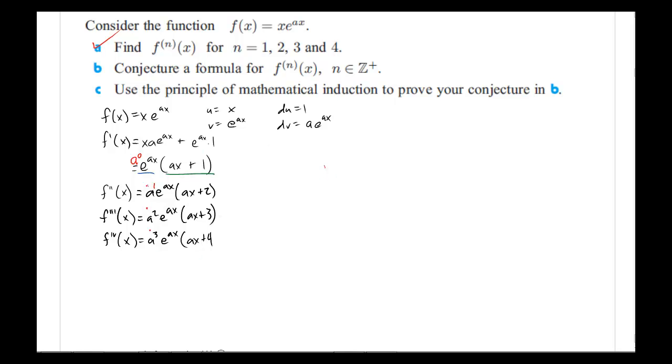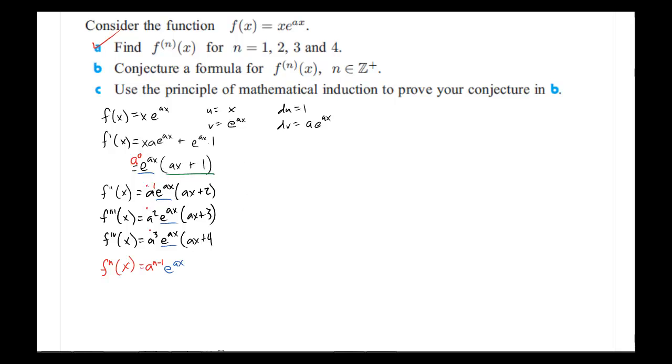So that would be f nth derivative. Actually, you know what? We're going to need the space later, so let's just do it down here. F nth derivative of x equals a. So when this was the first derivative, it was a to the 0. Second derivative was a to the first, so on and so forth. So a to the n minus 1. And then I see e to the ax on all of these. Note that they're all exactly the same. So e to the ax.